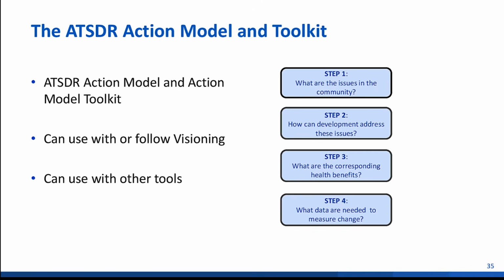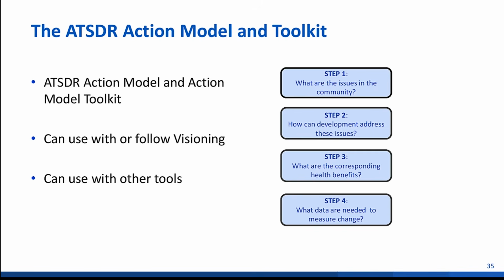Step 1. What are the issues in the community? Step 2. How can development address these issues? Step 3. What are the corresponding community health benefits? Step 4. What data are needed to measure change?